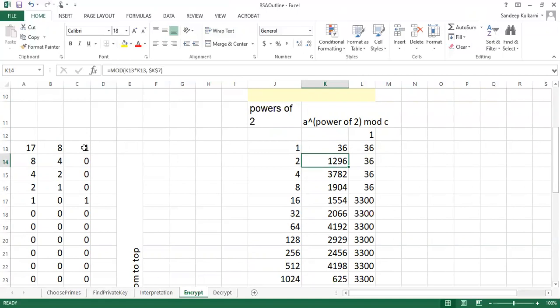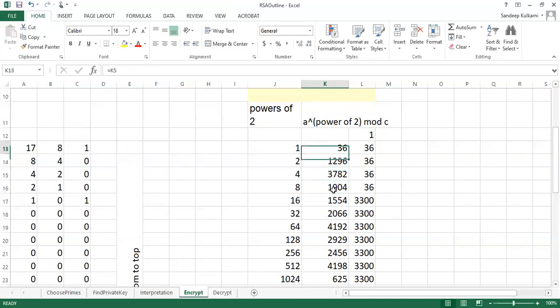Now, to find the next number, we are going to take a square and take modulo n. So if you observe, this is what is happening. I'm squaring the number that is in the cell just before me and taking modulo with respect to n. I'm going to do the same thing next time. Square the previous number, take modulo with respect to n. Keep doing this. So this is basically going to compute 36 to the power 1, 36 to the power 2, 36 to the power 4, 36 to the power 8, 36 to the power 16, and so on and so forth.